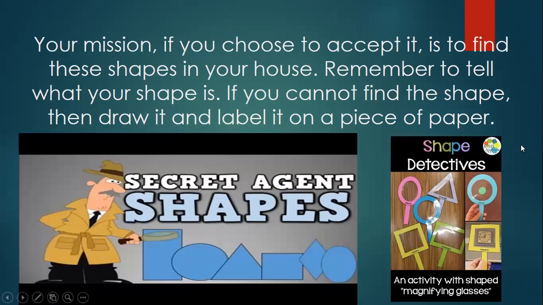Now, your mission, if you choose to accept it, is to find these shapes in your house. Remember to tell what your shape is. If you cannot find the shape, then draw it and label it on a piece of paper, like we did yesterday. Remember, we labeled our shapes, we drew our shapes. So you're going to be a secret agent and try to find those shapes.